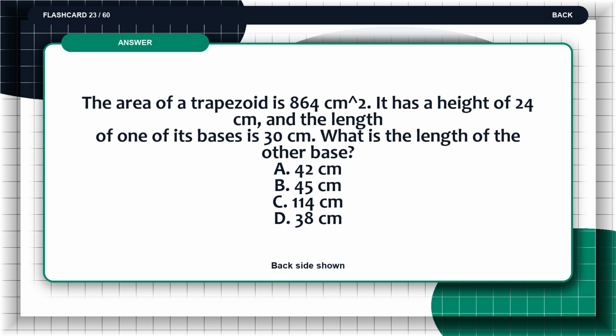The answer is, the area of a trapezoid is 864 centimeters squared. It has a height of 24 centimeters, and the length of one of its bases is 30 centimeters. What is the length of the other base? A: 42 centimeters, B: 45 centimeters, C: 114 centimeters, D: 38 centimeters.